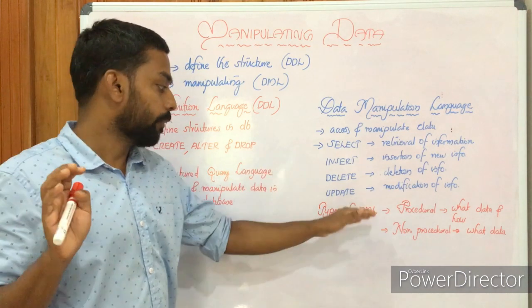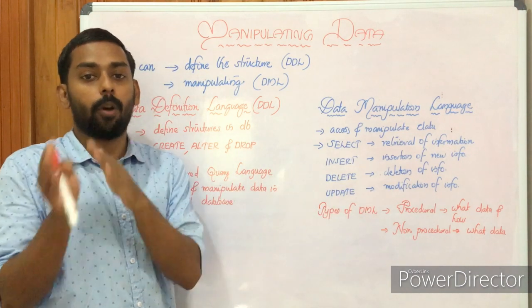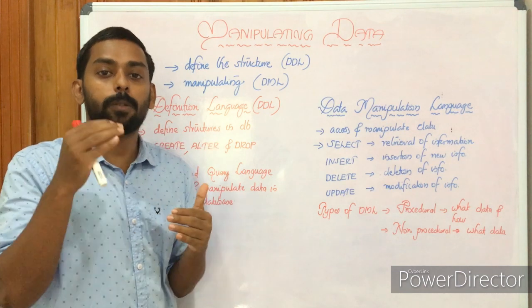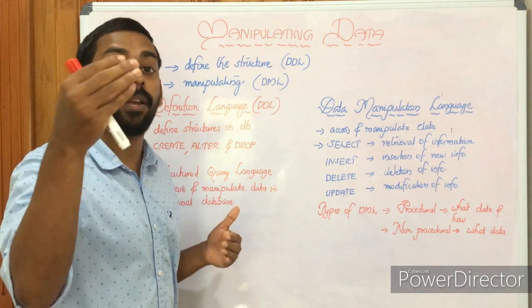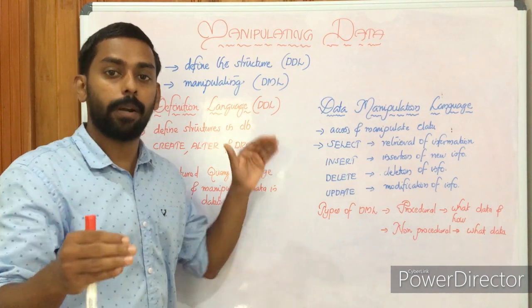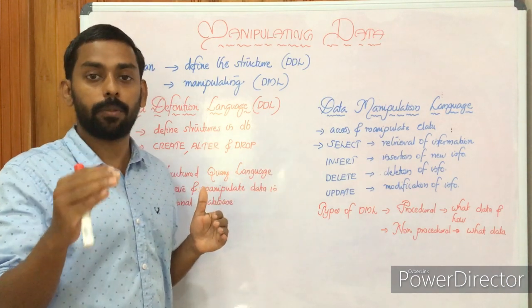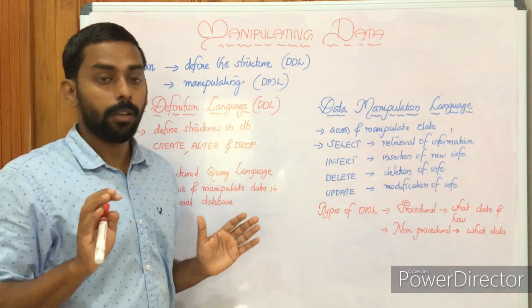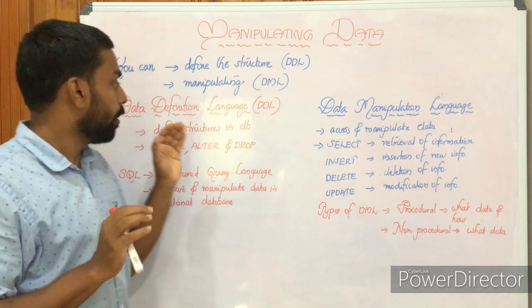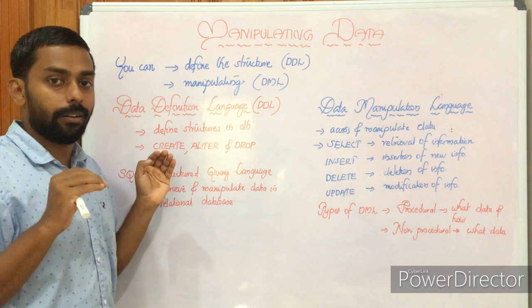Okay. So these are the types of DML, procedural and non-procedural. In procedural, we have to specify what data is needed and how to get it, the procedure. But in non-procedural, we don't have to specify how to get it, but anyway we have to specify what to get. Okay, hope you understand the concept. I can make it some more clear.